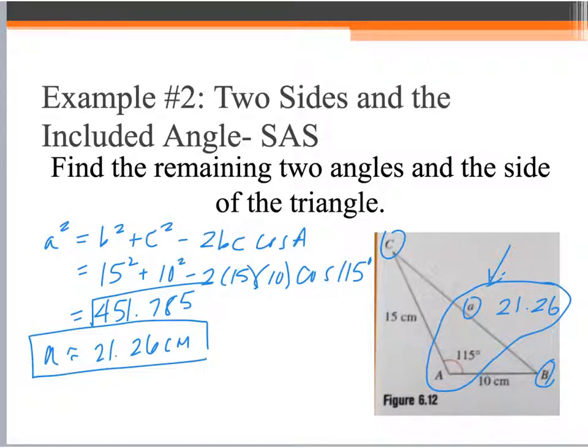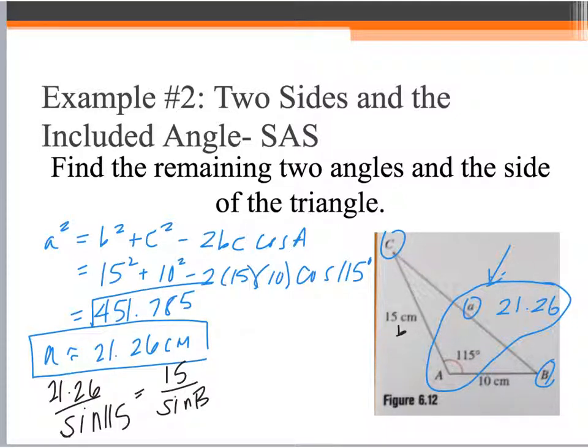Now I have a full A, right? So now I can use law of sines to find the rest of the information, which we will want to use again because law of sines is a lot shorter than law of cosines. So since I have a full A, let's go ahead and find B's information. So that would be 21.26 over sine of 115 equal to B, side B is 15. And again, I know that it's side B because it's opposite from angle B. So it's 15 over sine of B.